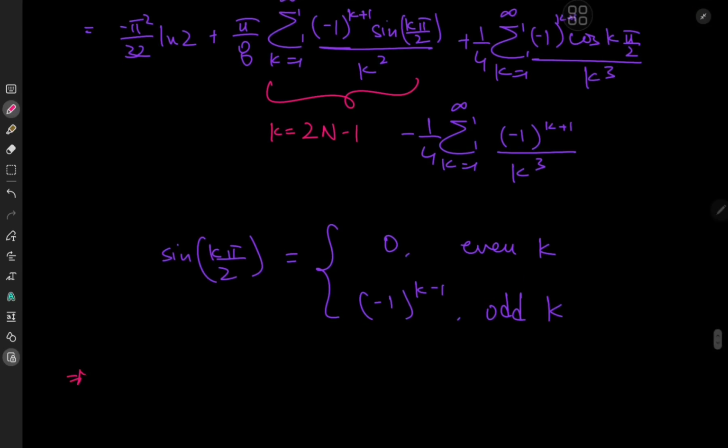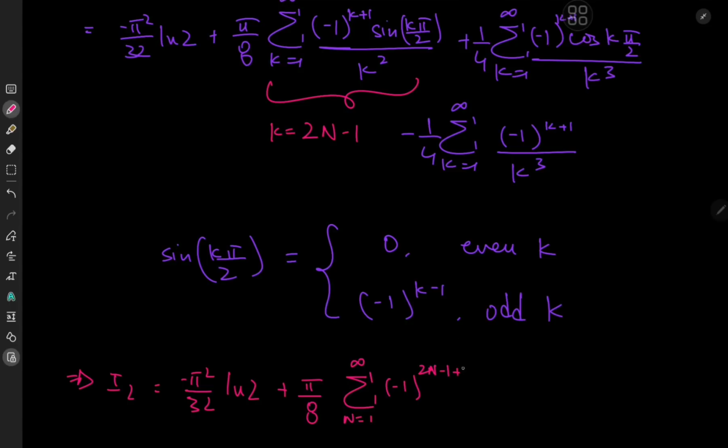Okay, cool. So this implies that I sub 2 equals negative pi squared by 32 times log 2 plus pi by 8 times the sum over the positive integers n now of negative 1 to the k, where k is being replaced by 2n minus 1. So we have 2n minus 1 plus 1, which is, of course, negative 1 to the 2n, which is 1.